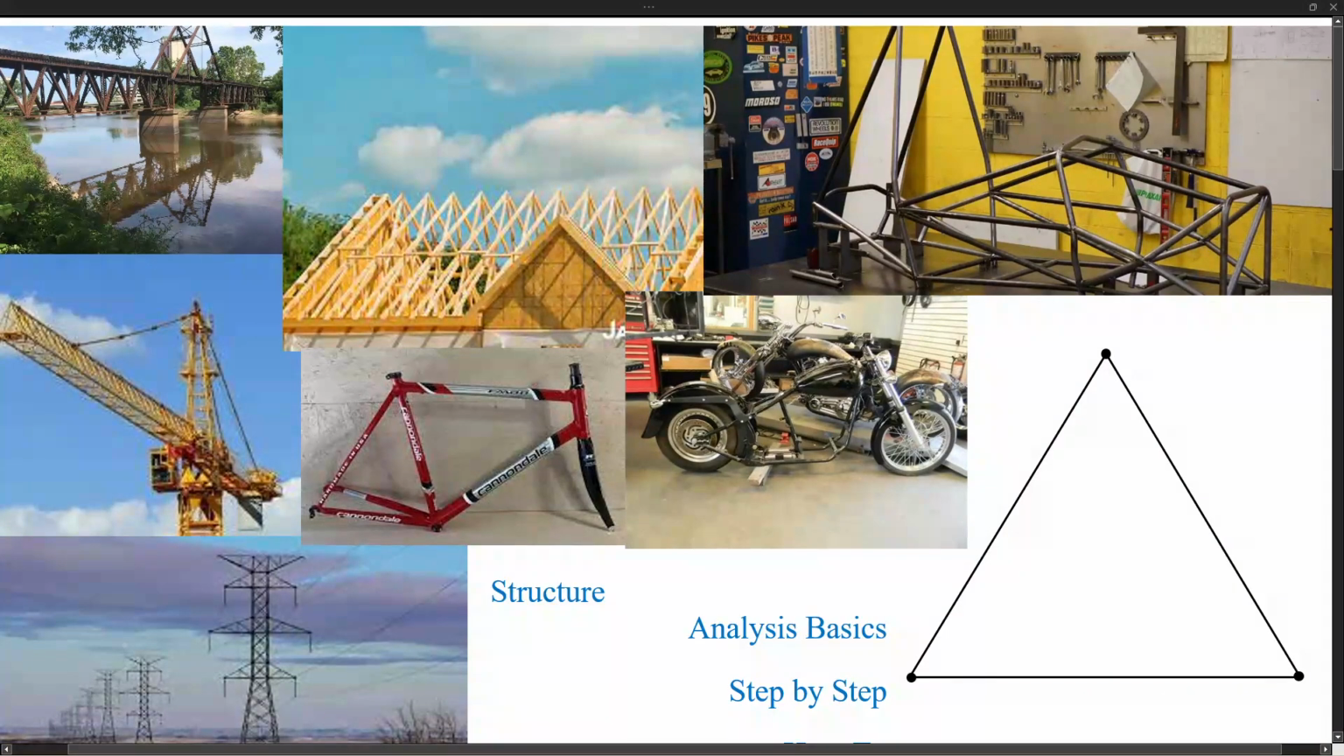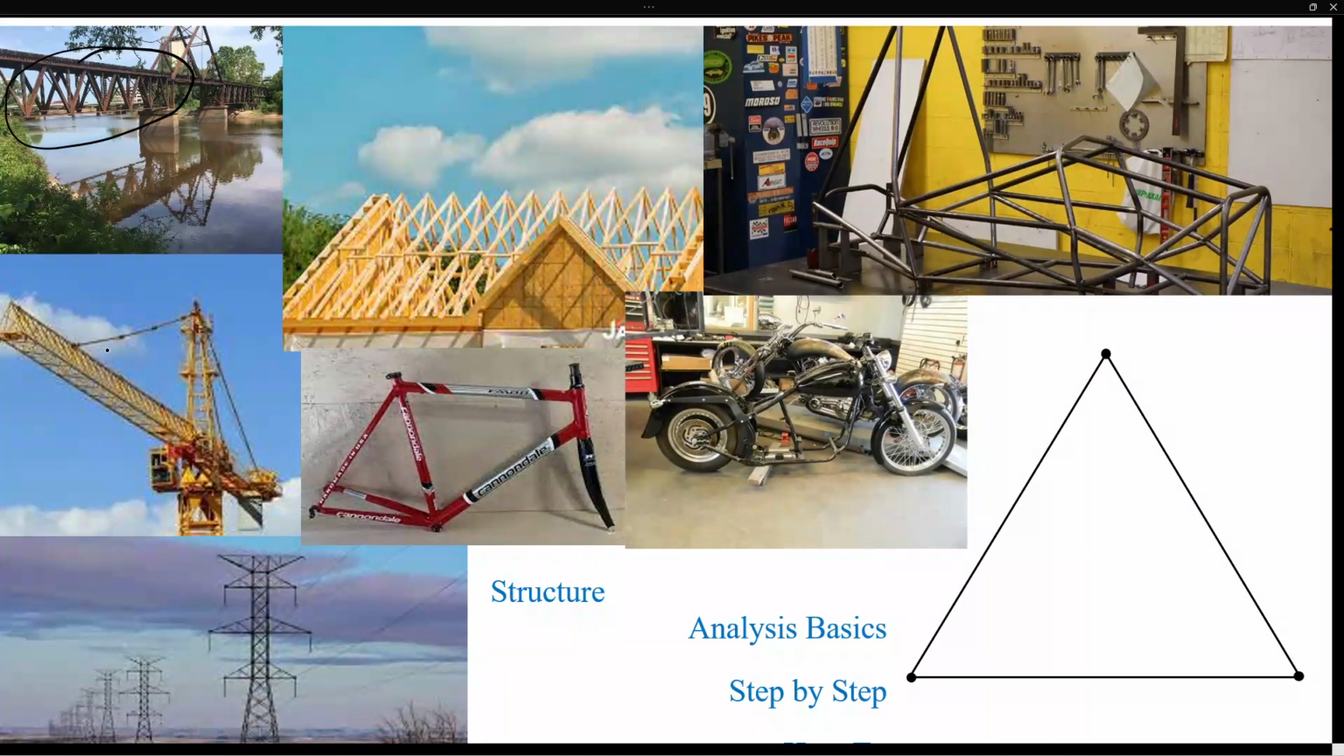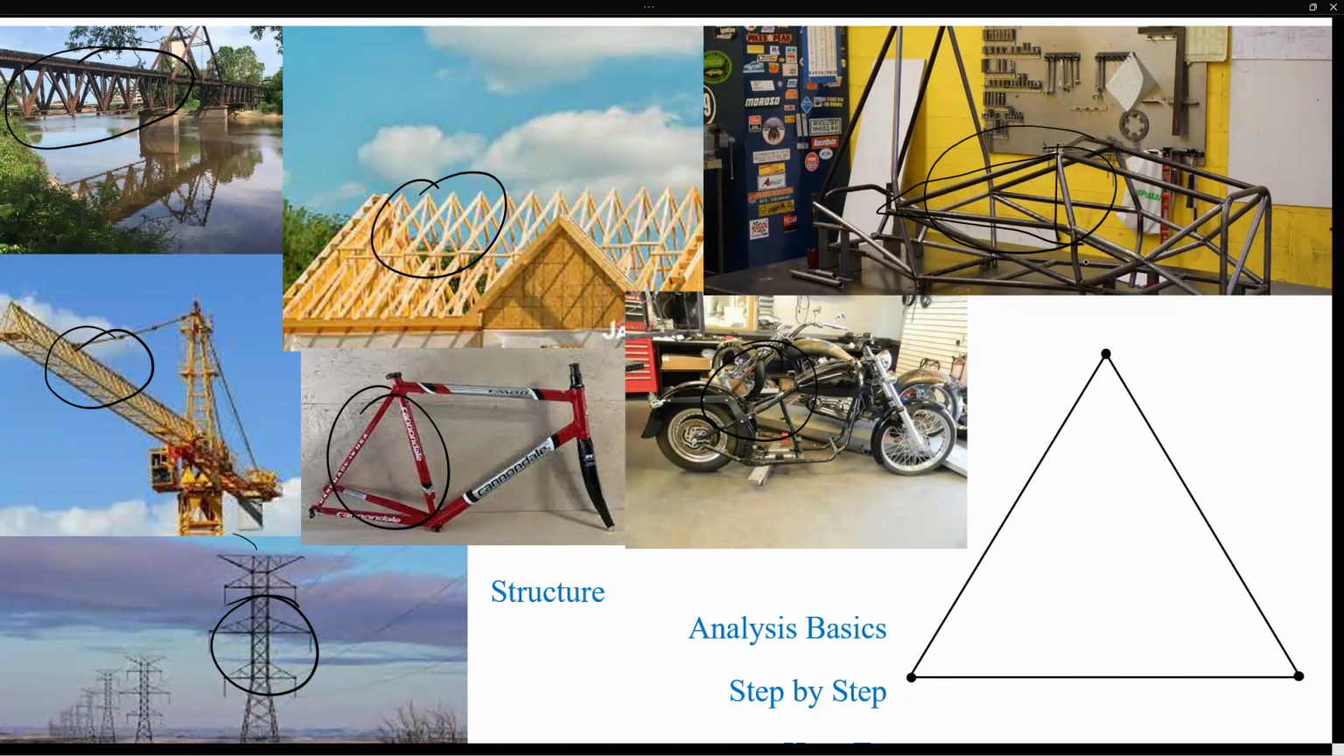If you look at these truss on the left side, they're basically some arrangement of triangles. If you look closely at this tower crane, there's also an arrangement of triangles. The transmission line, the bicycle frame, roof truss, motorcycle. This is our formula car chassis. You can see they are made using simple triangles.